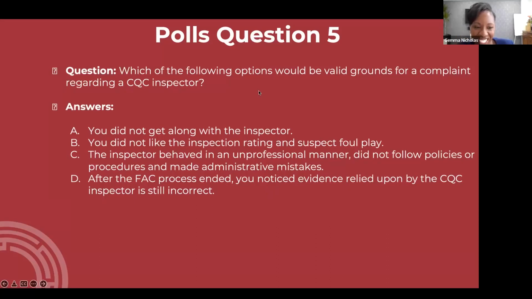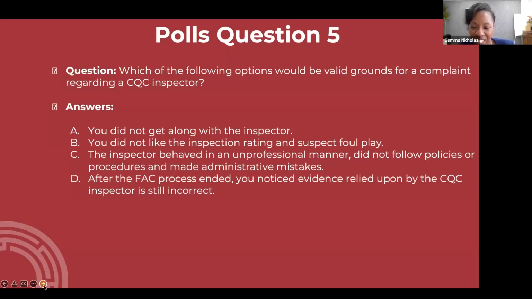Okay, majority have got it right. Yeah, perfect. So that is the correct answer, C. Basically, a key part of a complaint is if a CQC inspector hasn't followed their policy or procedures and if they made administrative mistakes along the way. Also, if they behave in an unprofessional manner, that will form part of it as well. But that's the correct answer. So well done, everyone. The most popular answer was the correct answer, so that's good.